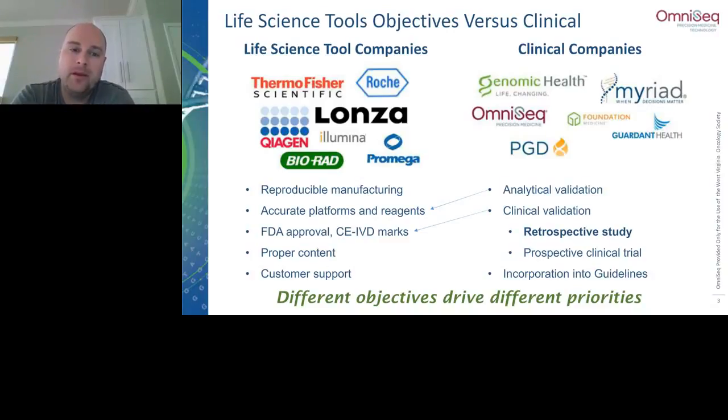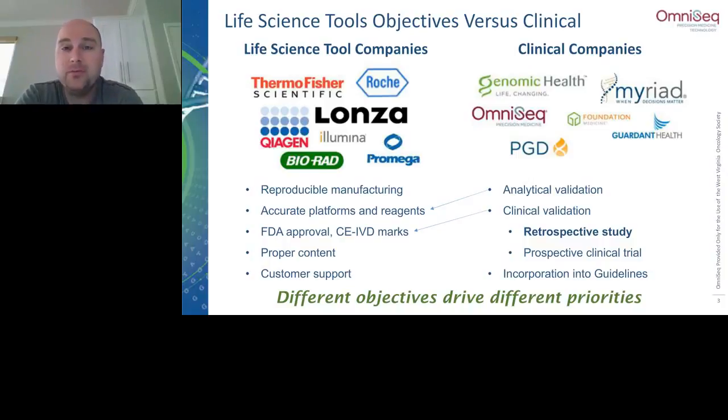These companies also focus on certain regulatory markings such as FDA approval in the United States, CE-IVD approval in Europe, and other markings in China and other countries. Primarily, though, I think one of the main differences from the next segment we'll talk about is that these companies are focused on businesses to produce these materials, distribute them, and ensure customer satisfaction. And so they are organized to that purpose.